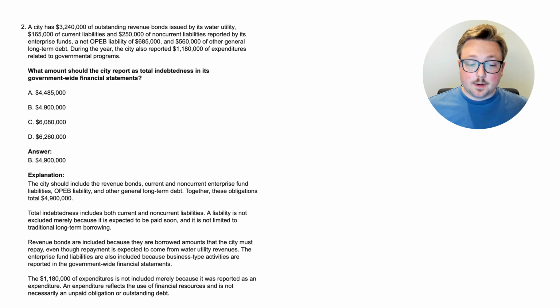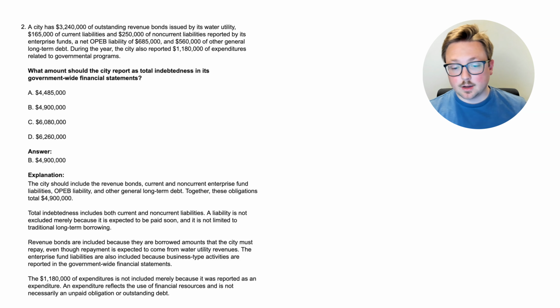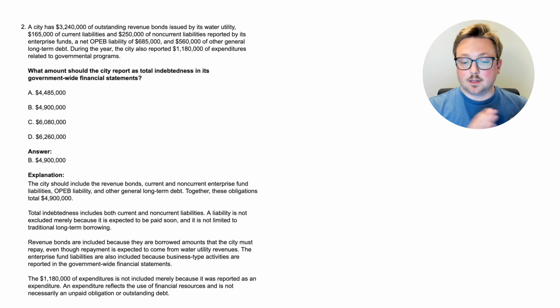A liability is not merely excluded because it is expected to be paid soon, and it is not limited to traditional long-term borrowing, like we already mentioned. Revenue bonds are included because they are borrowed amounts the city must repay, even though repayment is expected to come from water utility revenues. The enterprise fund liabilities are also included because business-type activities are reported in the government-wide financial statements. The $1,180,000 of expenditures is not included merely because it was reported as an expenditure. An expenditure reflects the use of financial resources and is not necessarily an unpaid obligation or outstanding debt.